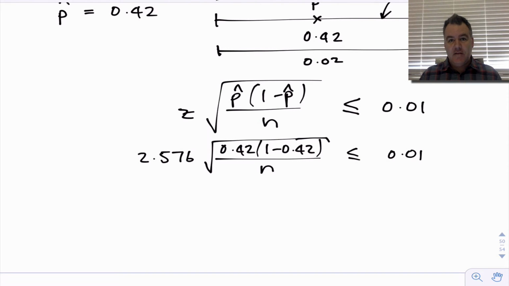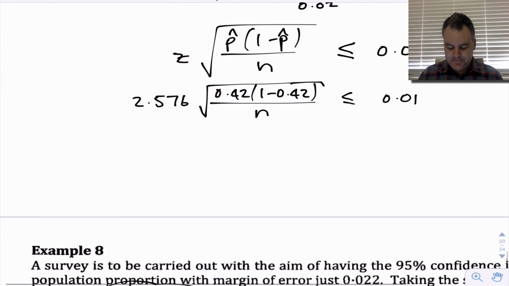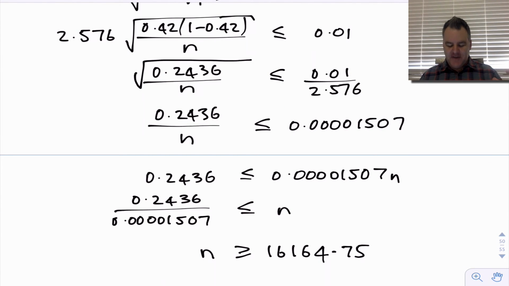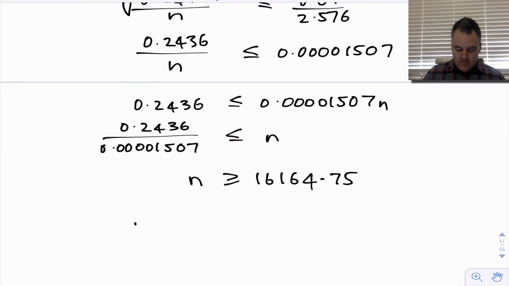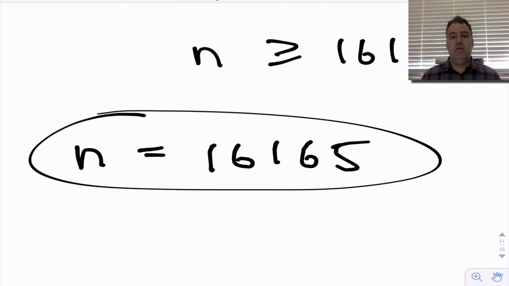Again, the steps are exactly the same as the last one. Let's work it through and I'll tell you the answer at the end. Okay, so I've run through all those calculations there. And I've got 16,164.75. So again, with the inequality, I can see I want n bigger than that. So in order to make sure that the margin of error is within 1%, I would go with 16,165 people.